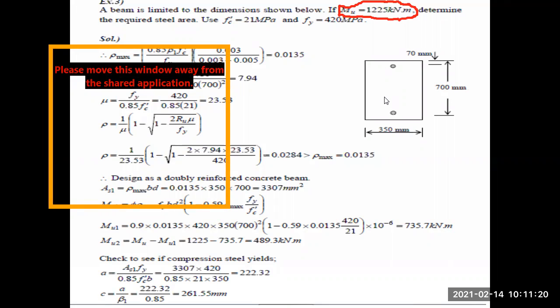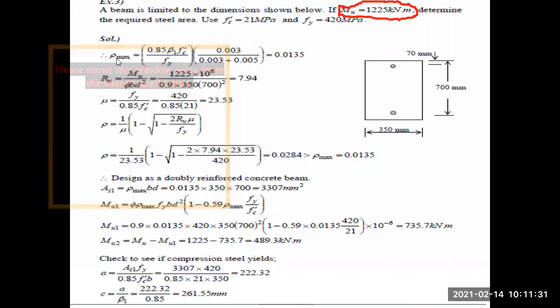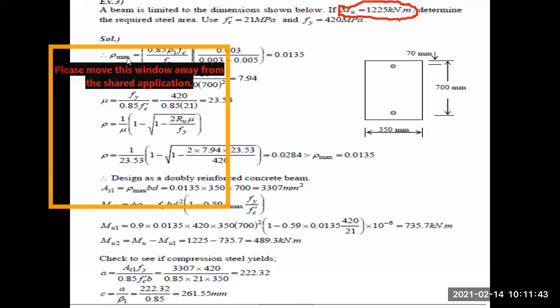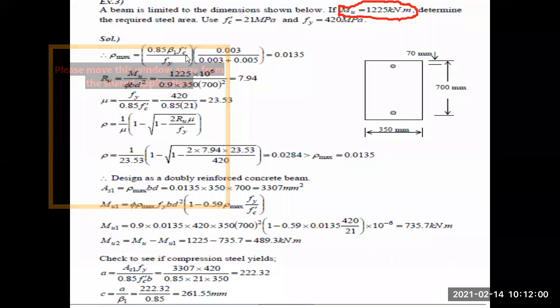For this section, we apply the maximum moment that could be applied on the section. So you calculate rho max. With rho max, you can now know if the section should be singly or doubly. How do we know? We've got rho max. Now, how can we verify if the section is supposed to be singly or doubly?